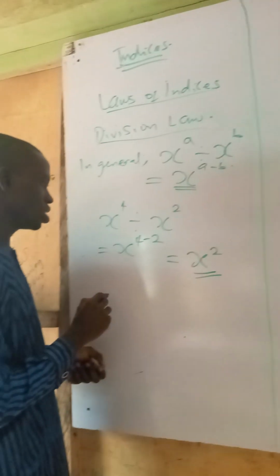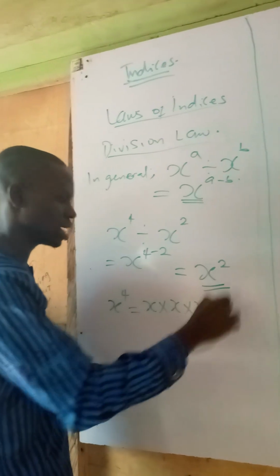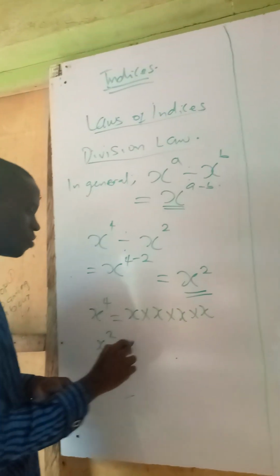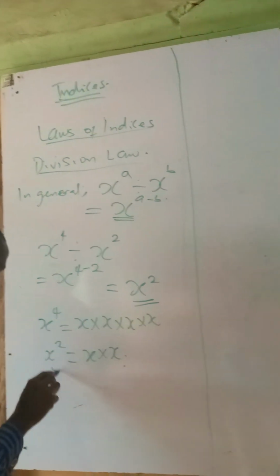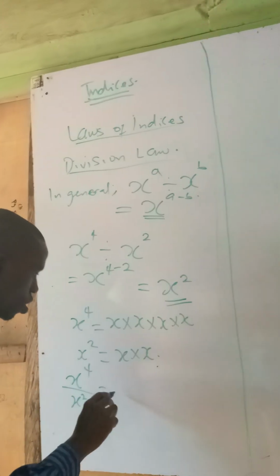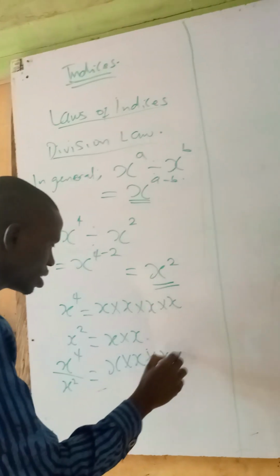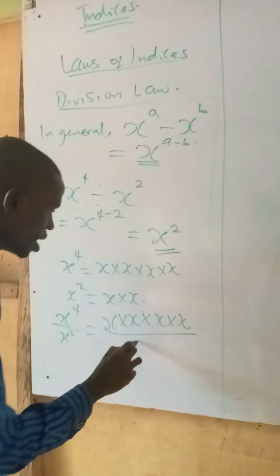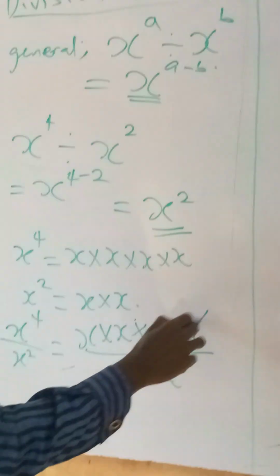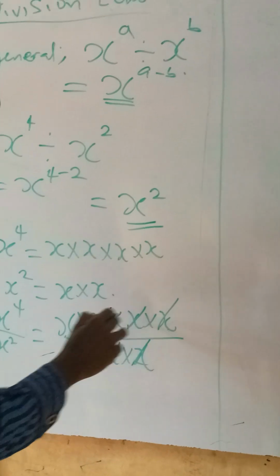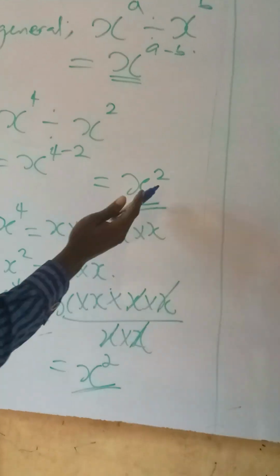Without the law of indices, x raised to power 4 would have been x times x times x times x. And likewise, x raised to power 2 would have been x times x. Now, dividing, x raised to power 4 divided by x raised to power 2 will give us x times x times x times x divided by x times x. By the time we divide, this x will cancel this x, this x will cancel this x, then our answer remains x raised to power 2, which is the same as what we got.